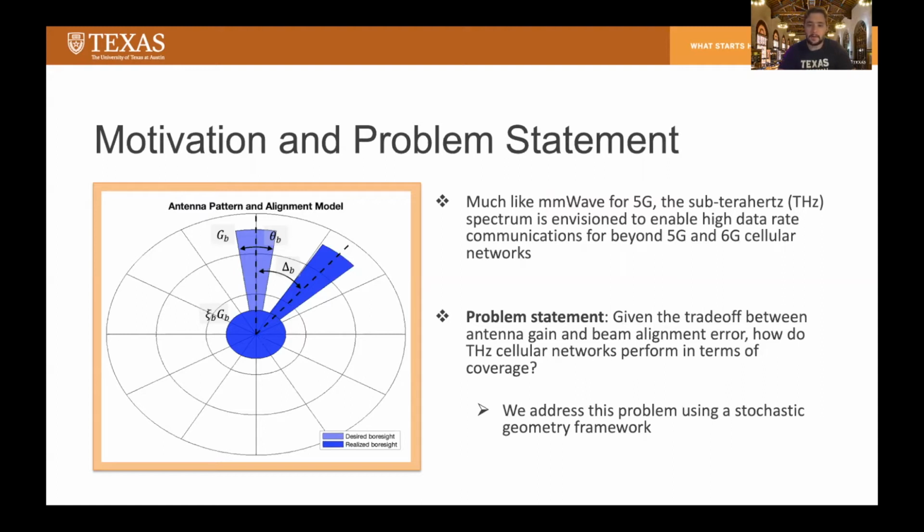The usage of these narrow beams, though, poses a challenge in terms of beam alignment and tracking. As the beam widths become narrower, the probability of beam misalignment becomes higher. So given the trade-off between these two features, one may wonder how well terahertz cellular networks can perform in terms of coverage. This is the question that we address, and we do so using a stochastic geometry framework.